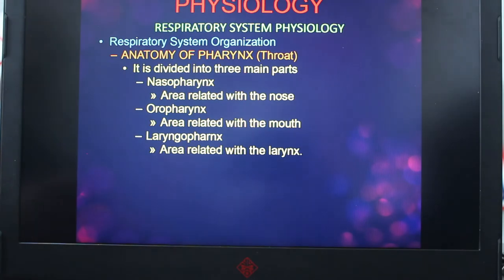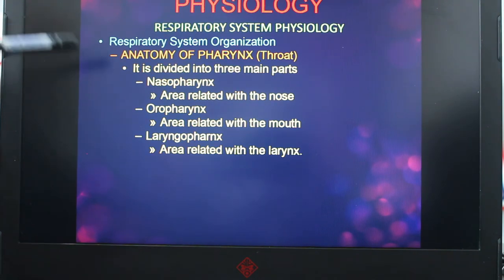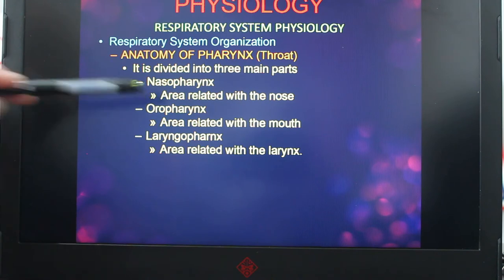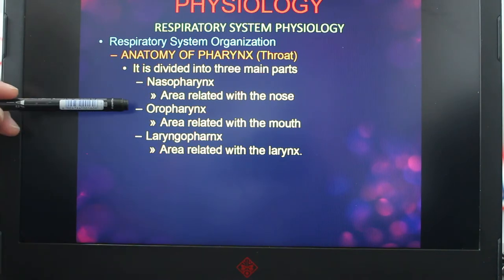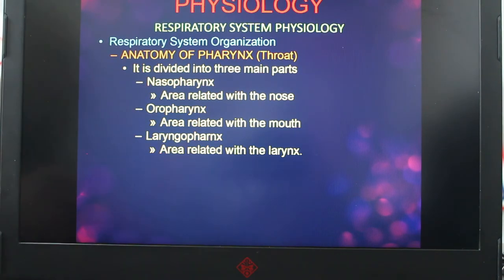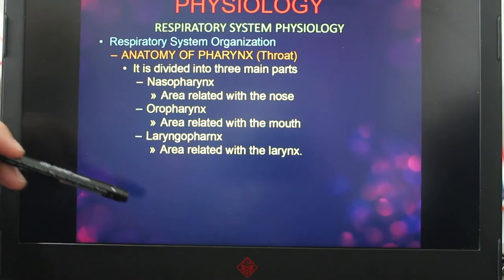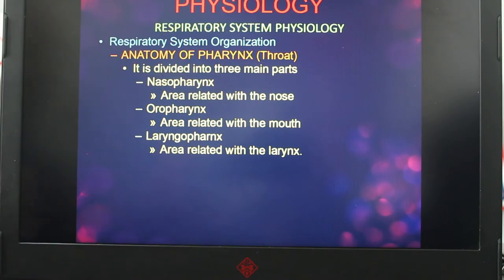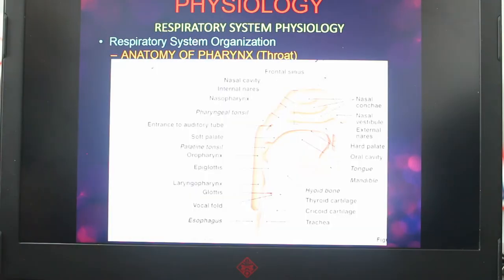If we look at the anatomy of the pharynx or the throat, it is divided into three main parts, as I've told you: the nasopharynx, the area related to the nose; the oropharynx, the area related to the mouth; and the laryngopharynx, the area related to the larynx, and all three form the complete pharynx in our body.